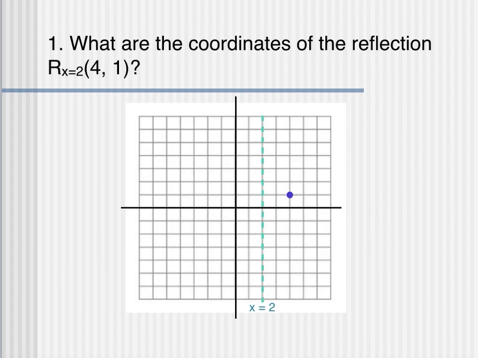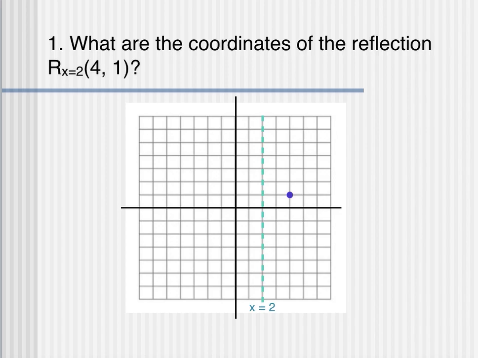First, graph the original point, 4, 1, and graph the line of reflection. Now, quick note, when you see something written like this, the capital R stands for reflection. The subscript will tell you what the line of reflection is. So this is telling us that the line of reflection is at x equals 2. X equals lines are vertical lines. So we have a vertical line going through 2 on the x-axis. That's our line of reflection for this problem. And then it closes with what we are reflecting. In this case, it's a point 4, 1. So that's our pre-image, 4, 1.